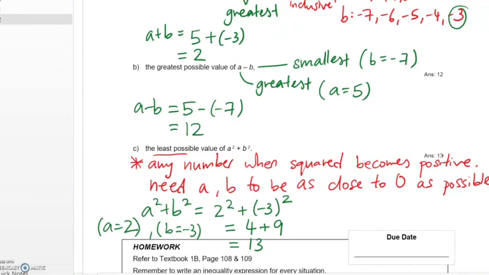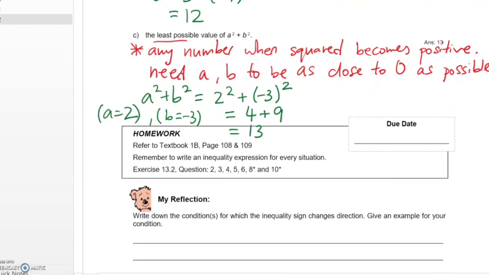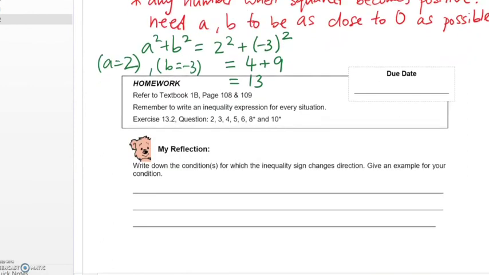So I'm done with this worksheet. Go and do the homework, and your teacher will check in with you if you have any questions for the homework, as well as don't forget to complete the reflection component of the worksheet. Okay, so that's all for worksheet 13.2.